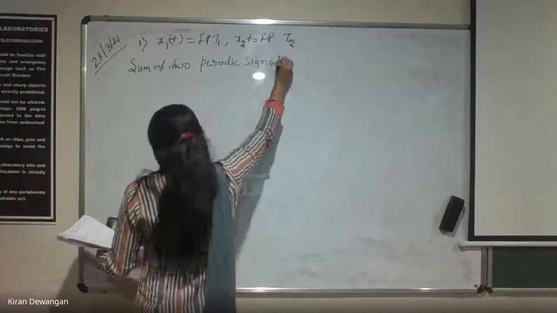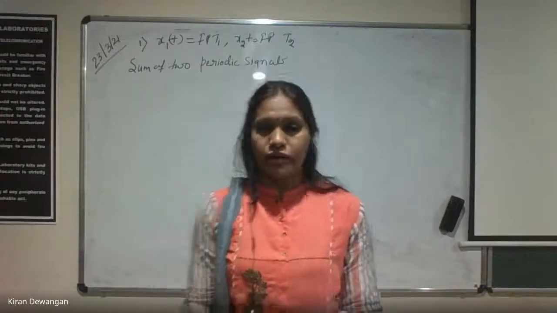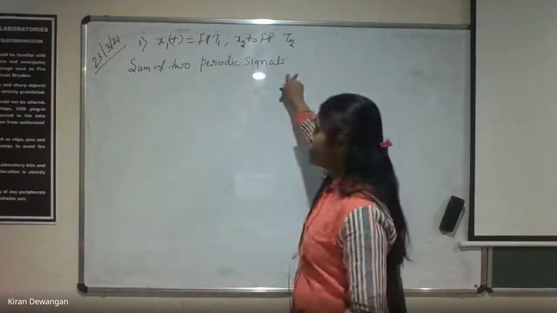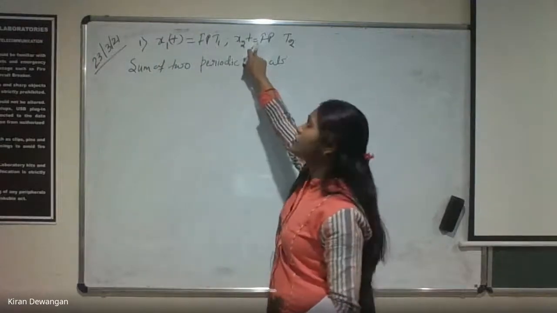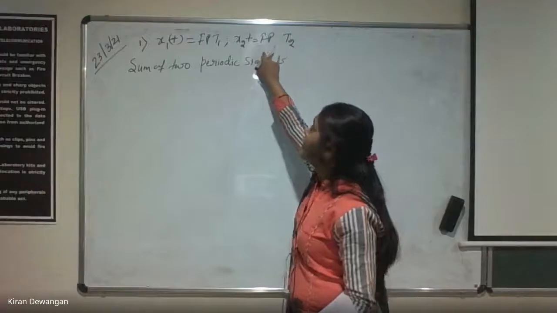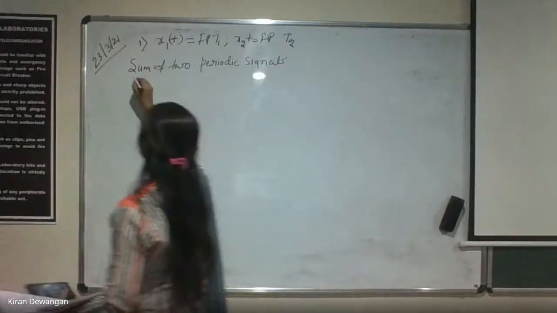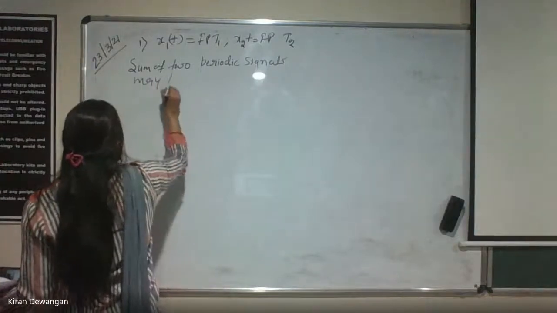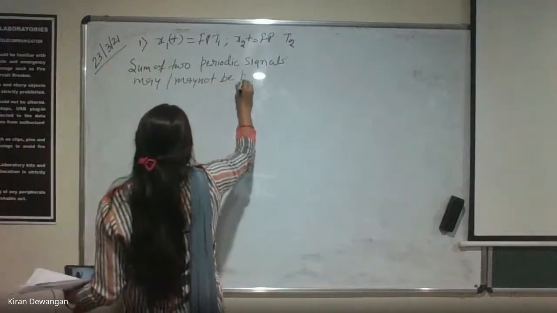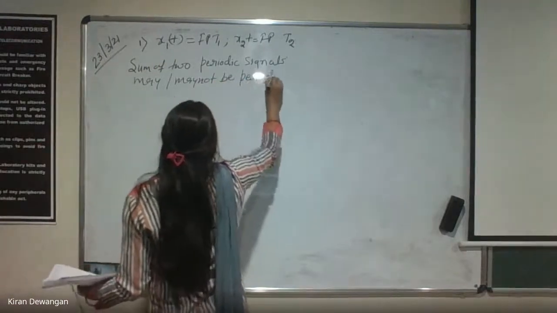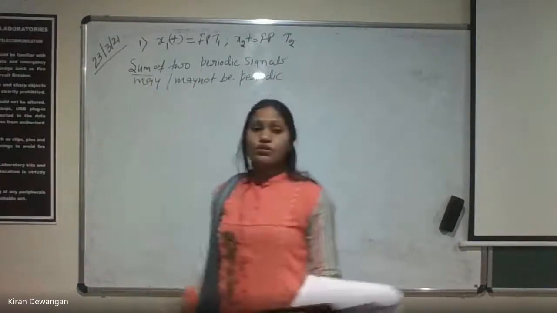Periodic signals may or may not be periodic. Sum of two periodic signals: x1(t) is periodic with fundamental period T1, x2(t) is also periodic with fundamental period T2. Then the sum of two periodic signals may or may not be periodic. जरूरी नहीं है कि अगर दोनों periodic है, then the sum will also be periodic.